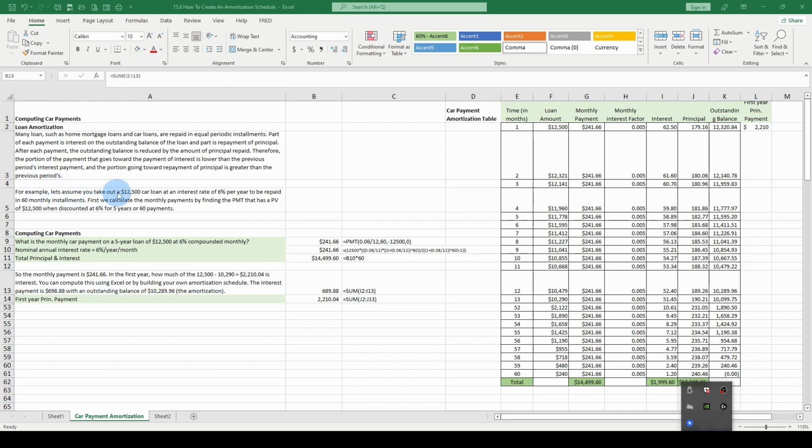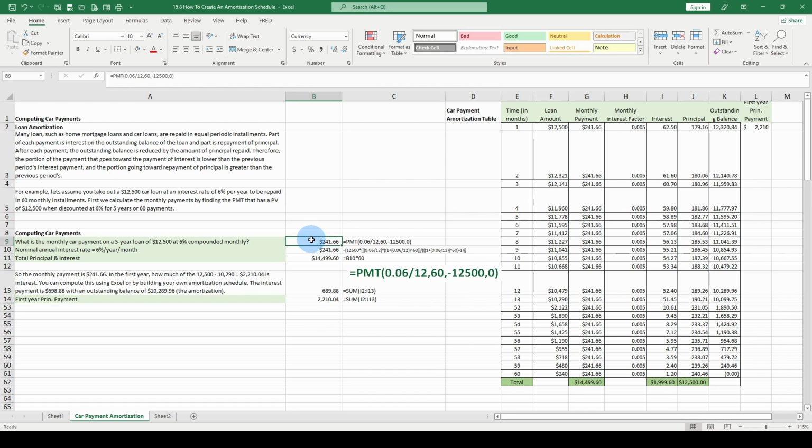Let's assume that you take out a $12,500 car loan at an interest rate of 6% per year to be repaid in 60-month installments. First, we calculate the monthly payments by finding the payment that has a present value of $12,500 when discounting at 6% for 5 years or 60 payments. What is the monthly car payment on a 5-year loan of $12,500 at 6% compounded monthly? The answer is $241. But how did we get there?